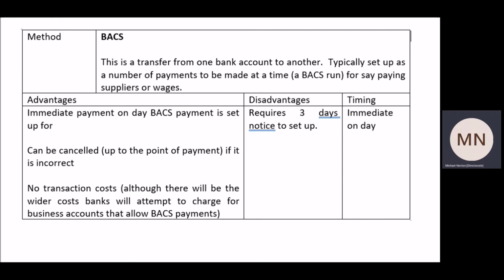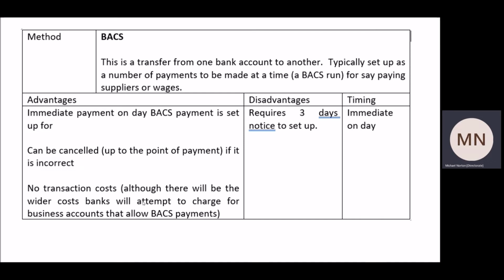So Bacs in here, this is a transfer from one bank's bank account to another, typically set up as a number of payments made at a time. So let's say we're paying suppliers or wages, the monthly Bacs run for suppliers or the monthly payment for wages in there. Big advantage is immediate payment on the day when the Bacs payment is paid up for, but a disadvantage, you've got to set it up 3 days in advance. It can be cancelled up to the point of payment if it's incorrect. So that's an advantage over, let's say, a CHAPS thing or something like that.